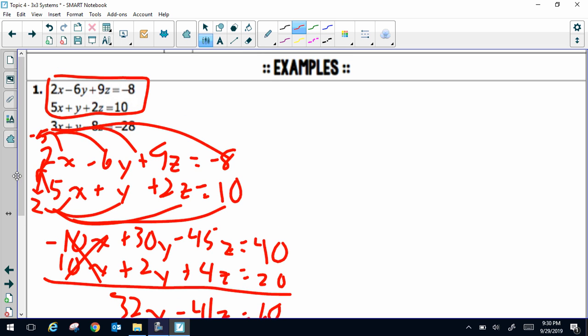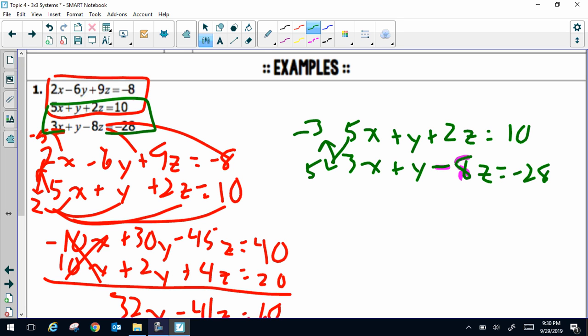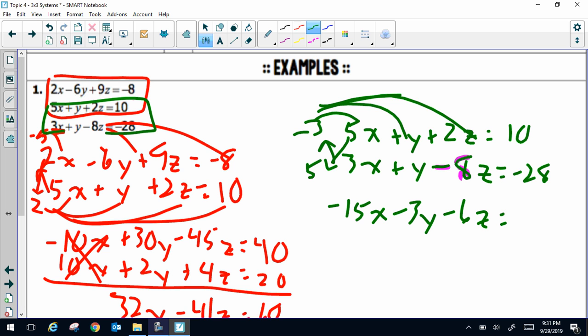Then you repeat the steps with the bottom two equations. You have 5x plus y plus 2z equals 10. And then you got 3x plus y minus 8z, I believe. Let me just erase this. Yep, minus 8z equals negative 28. So same idea. Bring the 3 up, change its sign, bring the 5 down, multiply through. So you get negative 15x minus 3y minus 6z equals negative 30.